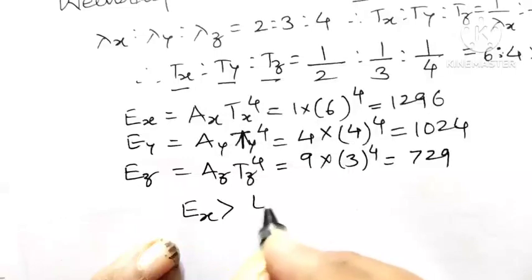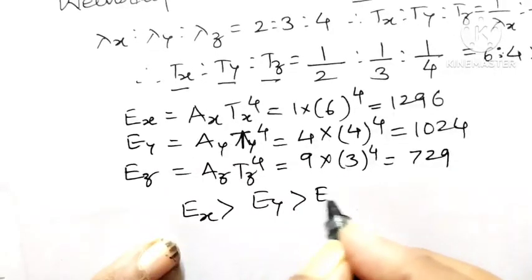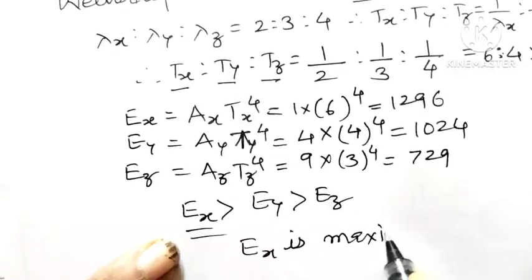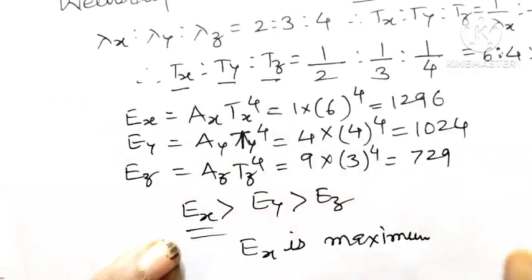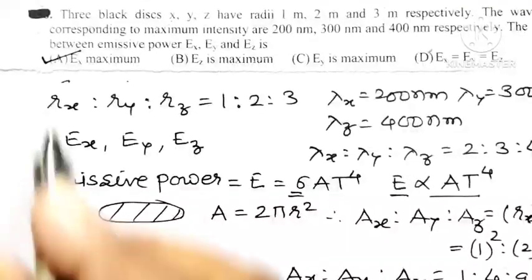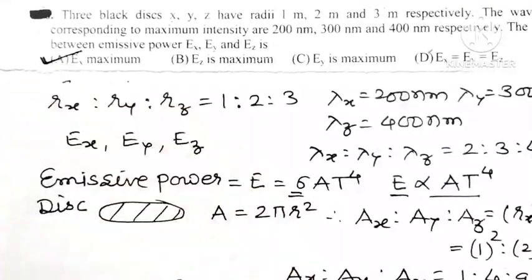Now what we can say? Ex is greater than Ey is greater than Ez, it means Ex is maximum. So if you look at the four options, which option is correct? Look at option A, Ex is maximum. So option A is the correct option for this question.